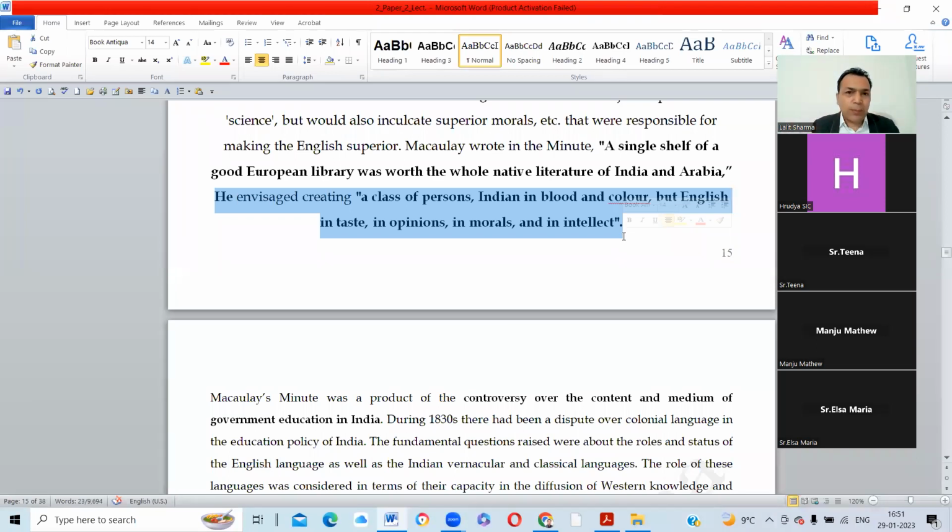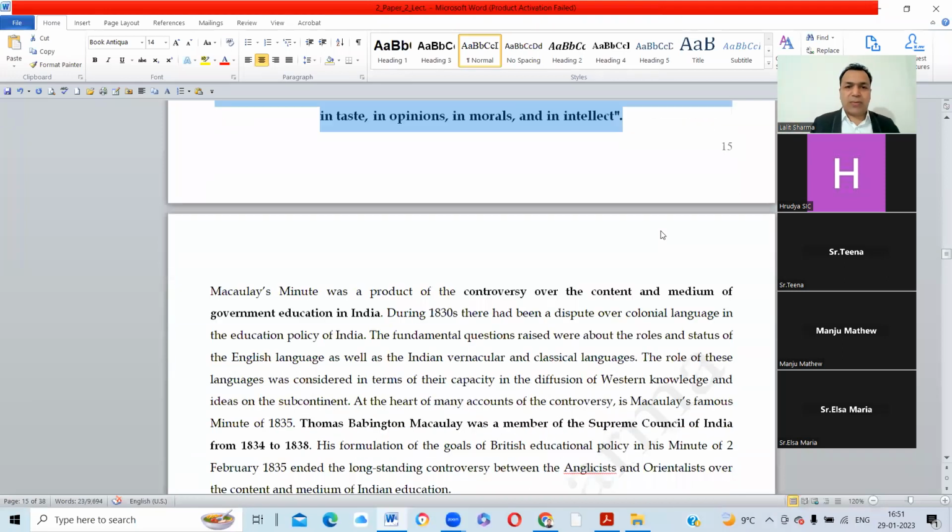Now he stopped everything in the Indian schools about Arabian or Indian history and philosophy. He introduced English literature, and what was in his mind? He wanted to prepare a class of persons who would be Indian in blood and color, but English in taste, opinion, morals, and intellect. What was the reason behind it? To rule over India. You know that about it. So that was all the Macaulay.